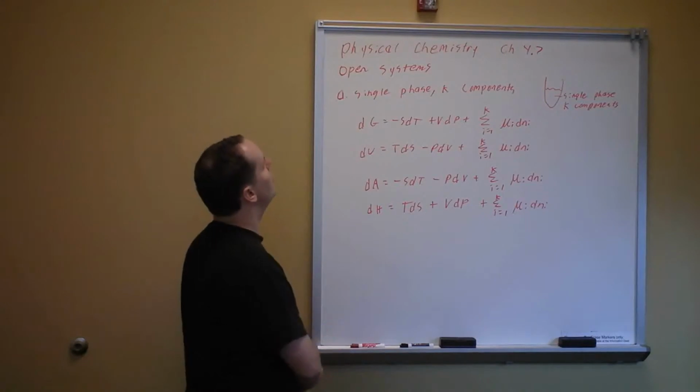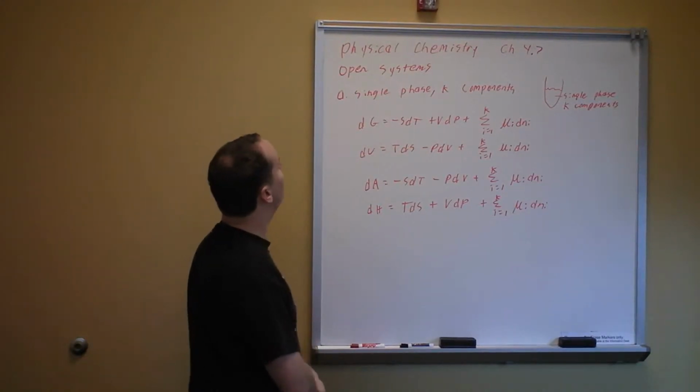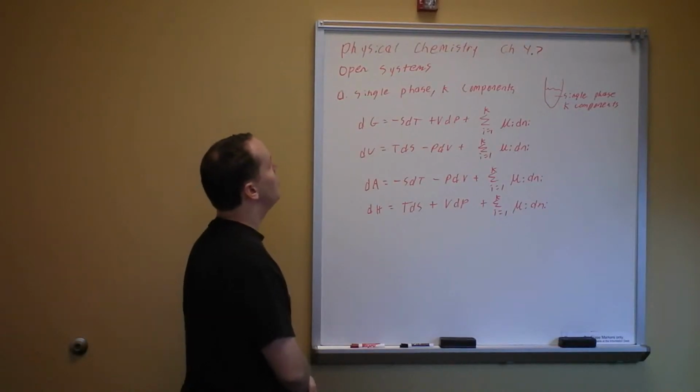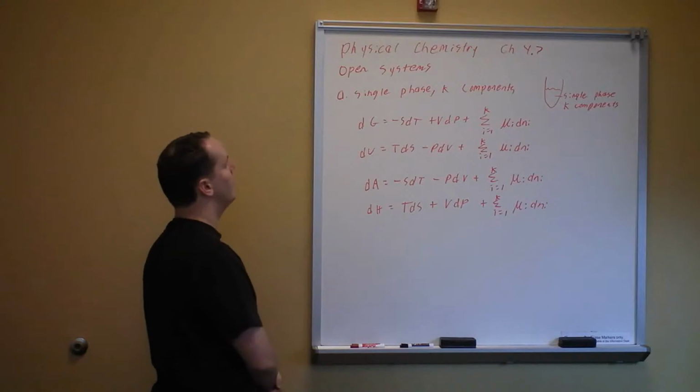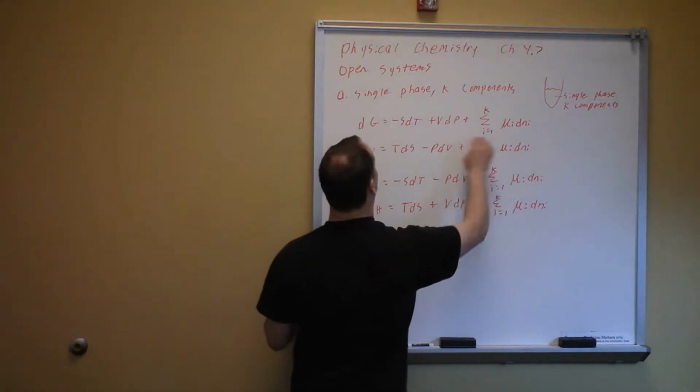Okay, physical chemistry, chapter 4.7, we're talking about open systems. We already started talking about what if we have a system with this one phase but k components in it, like in the diagram of a test tube over there. And we came up with chemical potential with this summation over here.